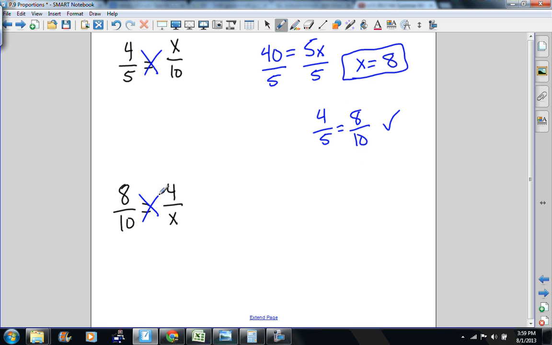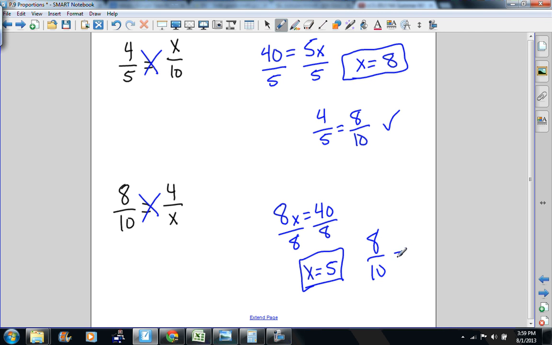Down on the bottom, same idea. 8 times x, well, that's 8x. 4 times 10, that's 40. Now we divide by 8. And we get x is equal to 40 divided by 8 is 5. So 8 divided by 10 is equal to 4 divided by 5. And that is correct because we just divided by 2 on both sides.